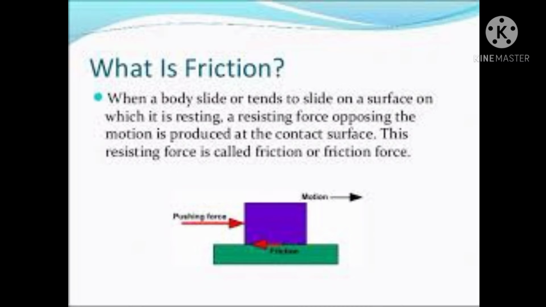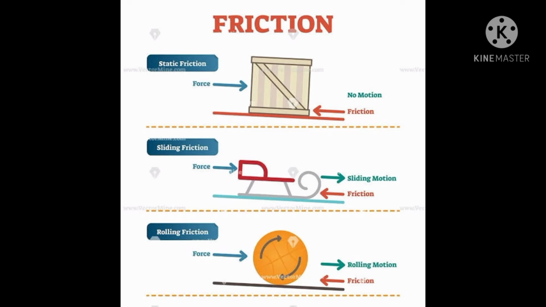Now see the types of friction force. See how many types of friction forces are there. One is static friction, second one sliding friction, and rolling friction. Static friction means if any body is resting on a surface, when you try to push by applying some force, it resists by the force. This is called static friction.